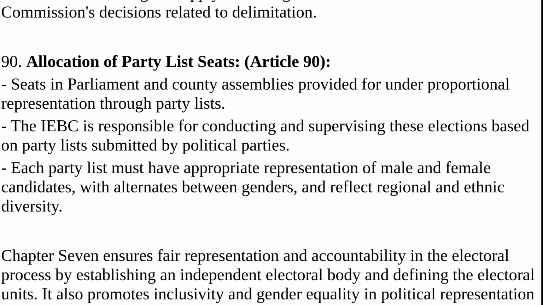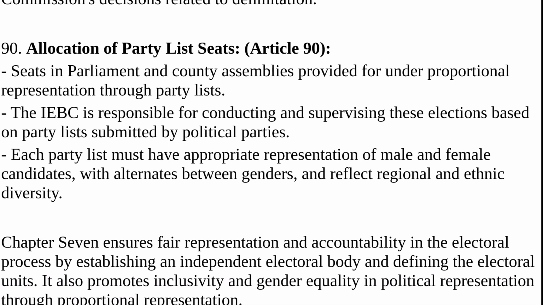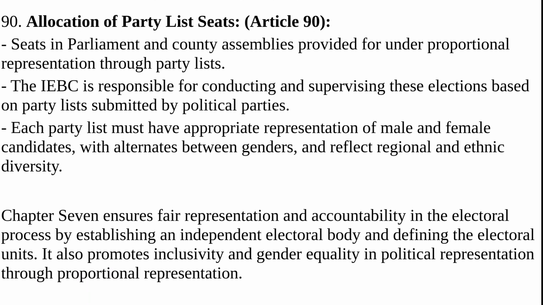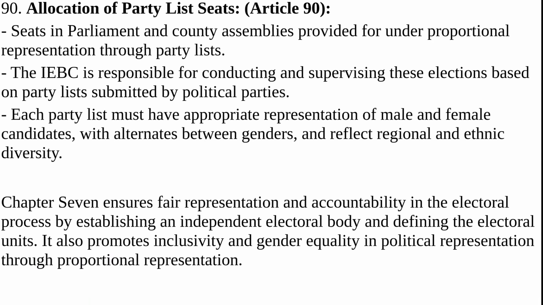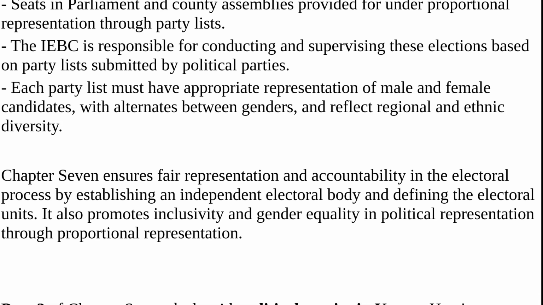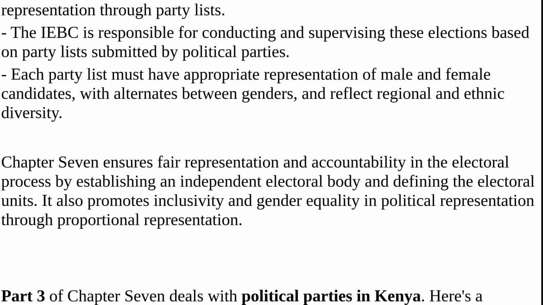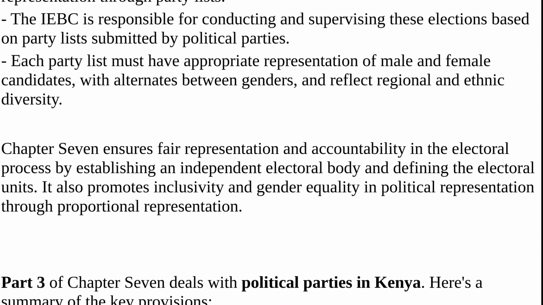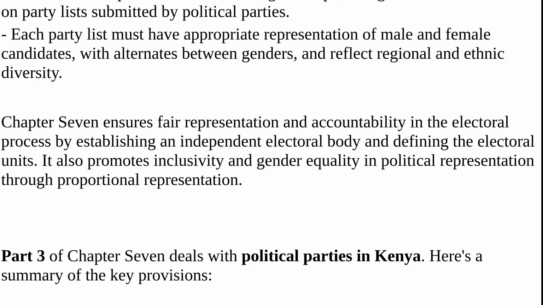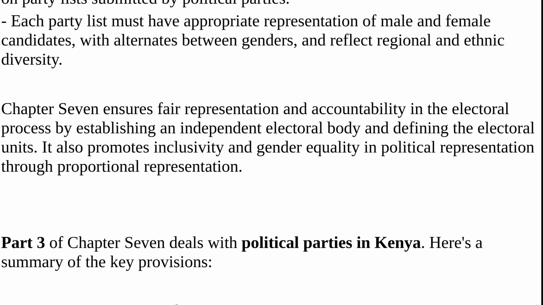Chapter 7 ensures fair representation and accountability in the electoral process by establishing an independent electoral body and defining the electoral units. It also promotes inclusivity and gender equality in political representation through proportional representation. Part 3 of Chapter 7 deals with political parties in Kenya. Here's a summary of the key provisions.